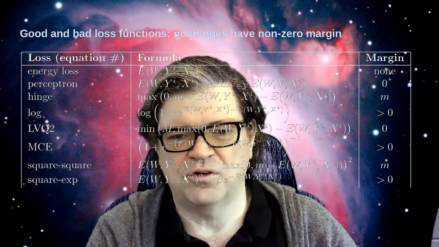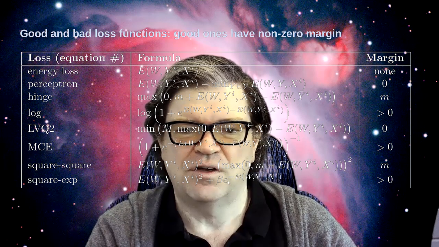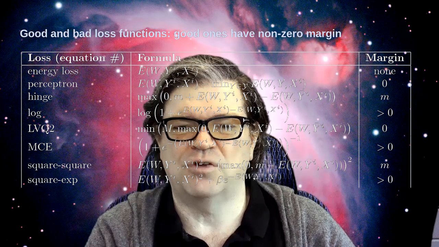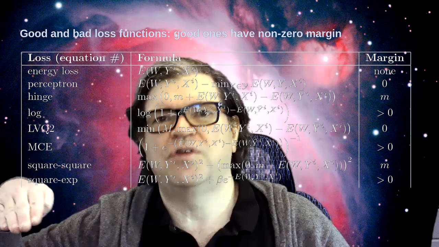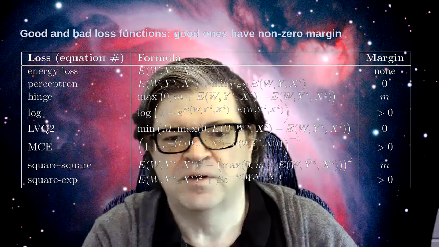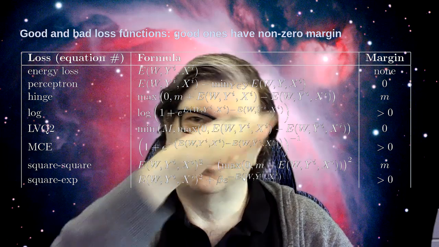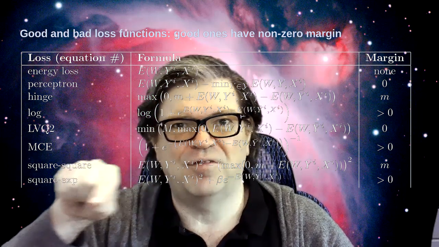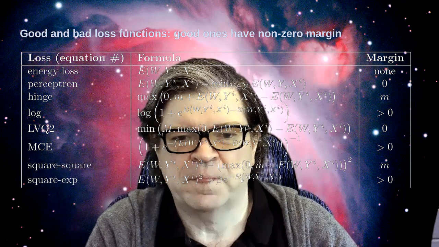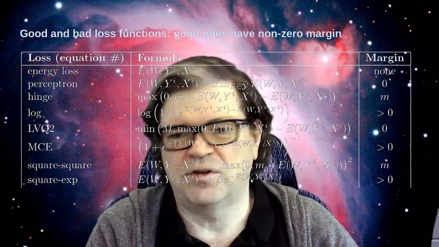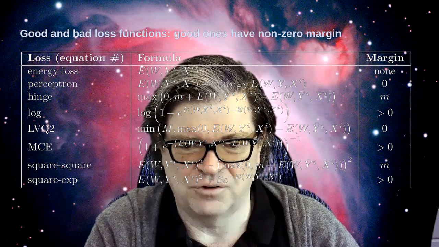Square-square, I just mentioned. Square exponential is a different play on it, where the way we push up on the energy of the bad guys is that we plug them into a negative exponential. So they're being pushed to infinity, but with a quickly decreasing force, if you want. Because as the energy of this bad guy grows, the cost becomes smaller and smaller and flatter, so we don't push it very far towards infinity. The margin here is infinite, actually, right? Because the system really tries to push the energy of the bad guy to infinity.